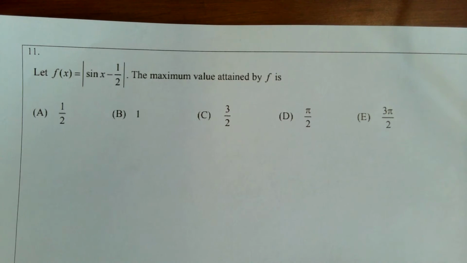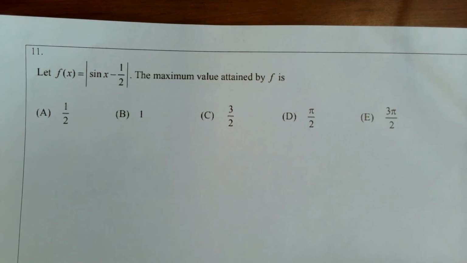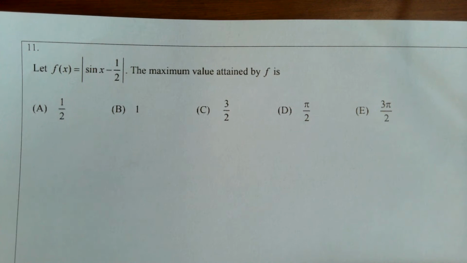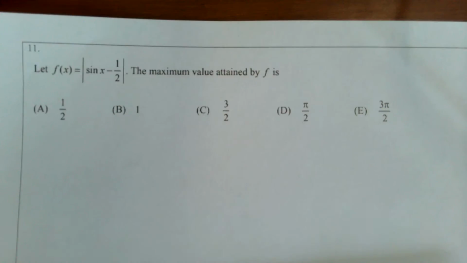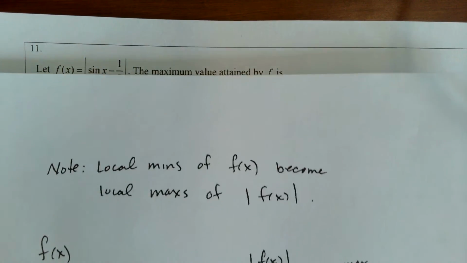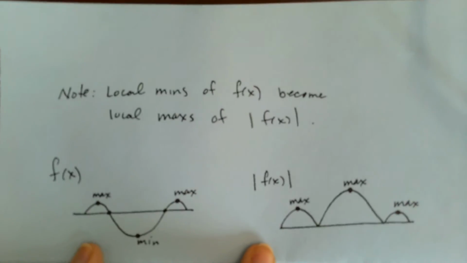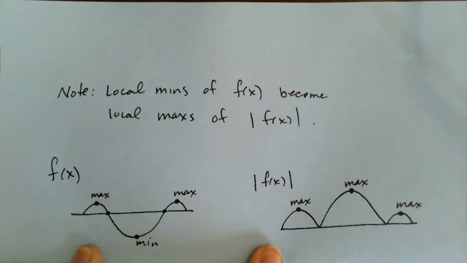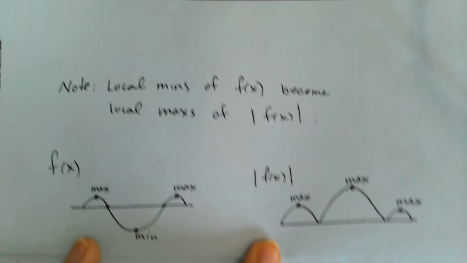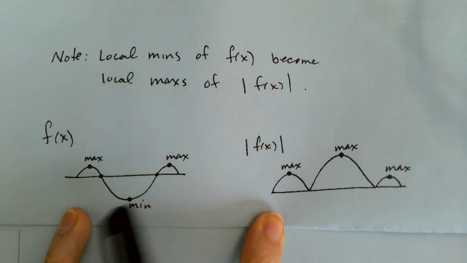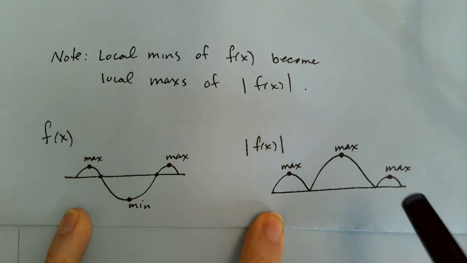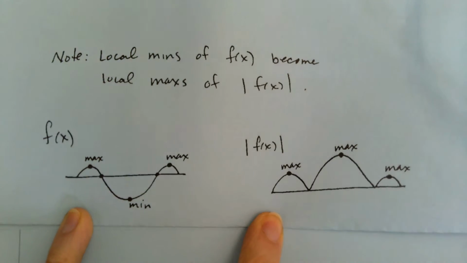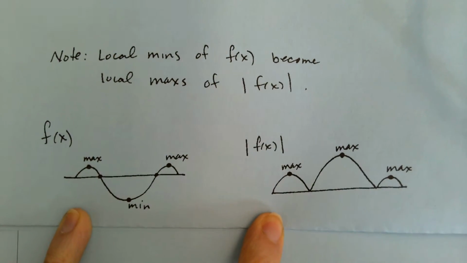Okay, so here's number 11. Let f of x equal that function. The maximum value attained by f is... Guys, what you've got to know to do this problem is what I gave to you guys: the local mins of an original function become the local maxes of the absolute value of that function. And I showed a picture down here, because taking the absolute value of a function just reflects the negative parts of the function over the x-axis.